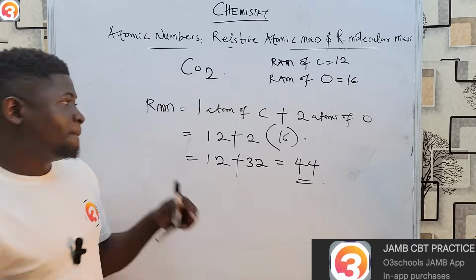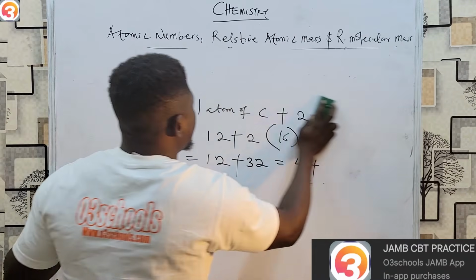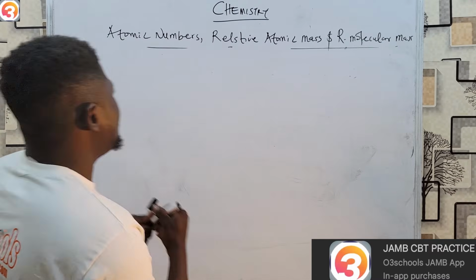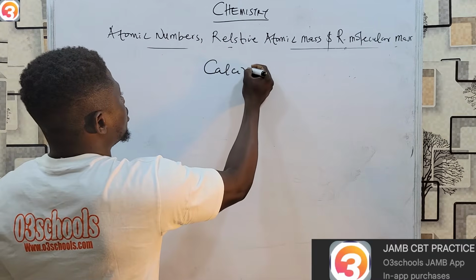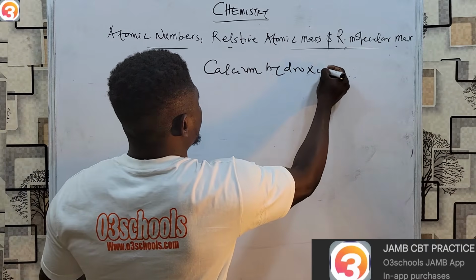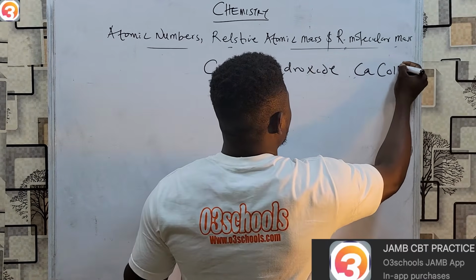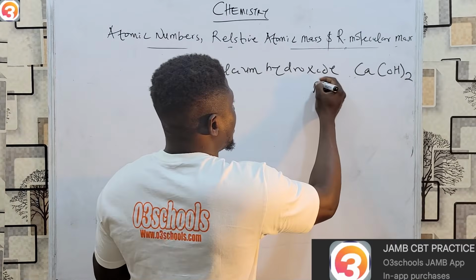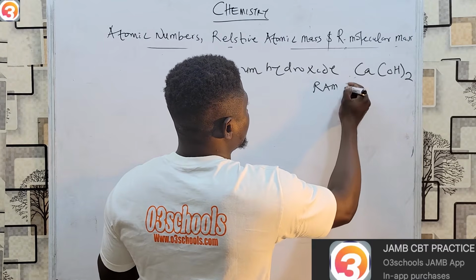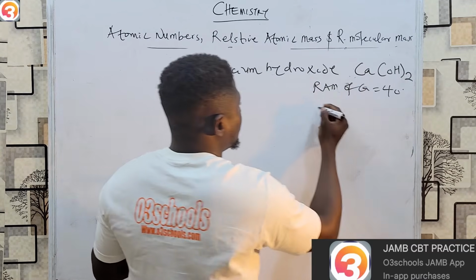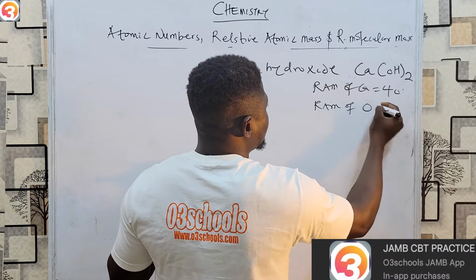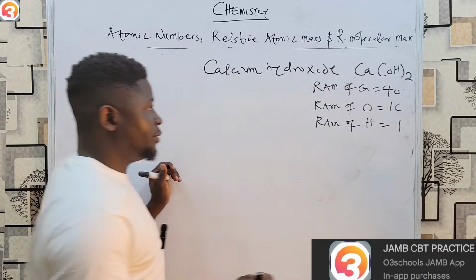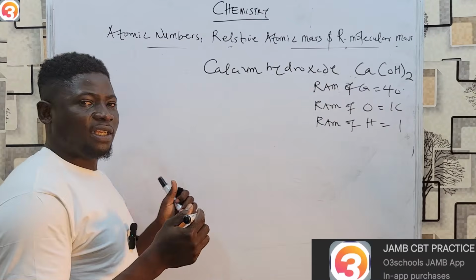So let's do another one. Let's say, for example, we are told to find the relative molecular mass of calcium hydroxide, that is Ca(OH)2. To find the relative molecular mass of this is very easy. Relative atomic mass of calcium, Ca, is 40. Relative atomic mass of oxygen, you know, is 16. Relative atomic mass of hydrogen is 1, right? You know that. So we can forge ahead and solve the question.